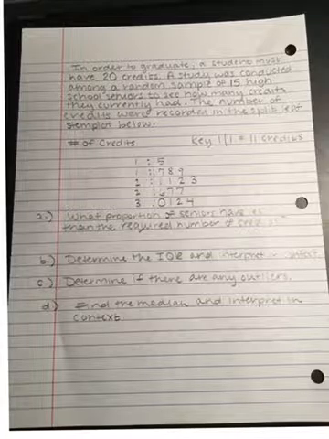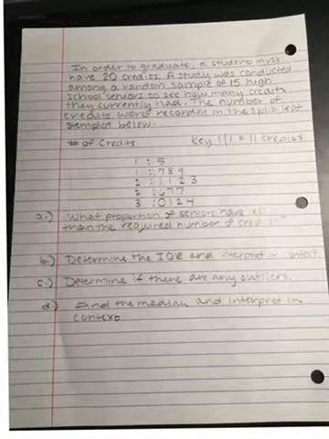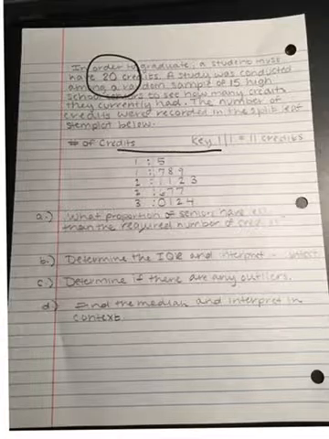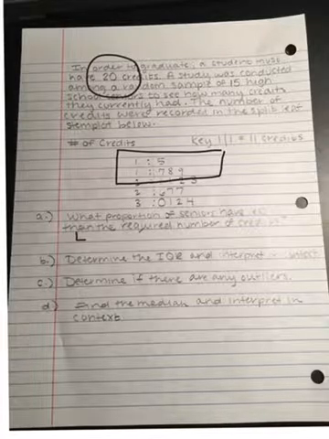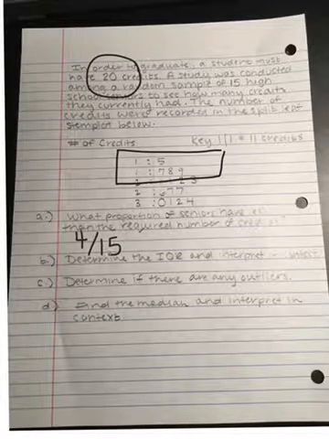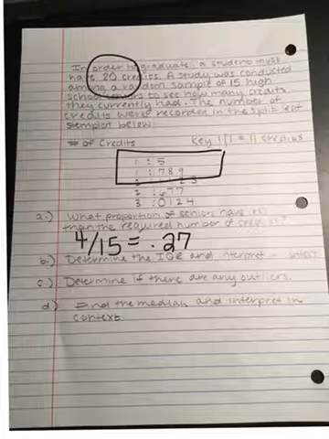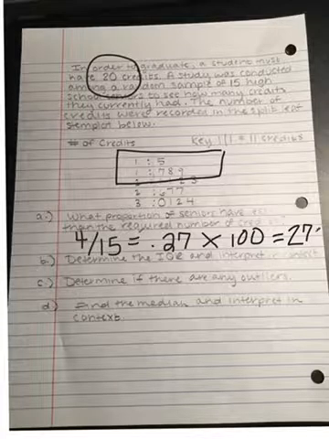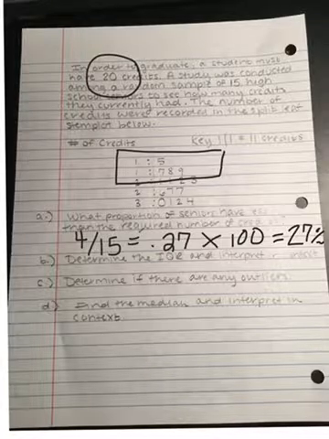Question A asks what proportion of seniors have less than the required number of credits. The question states that the student must have 20 credits. If we look at the stem and leaf plot, we'll see that these students have less than the required amount of credits. So this is 4 out of the 15, and when you divide this, you'll get 0.27, which you will then multiply by 100 to get 27%. So for A, we can say about 27% of seniors have less than the required number of credits.